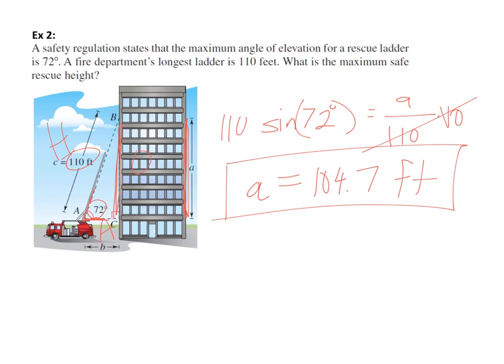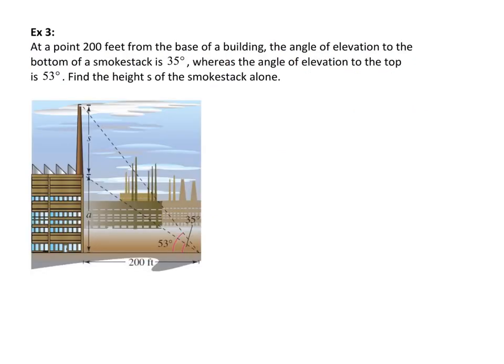Going on to example 3. At a point 200 feet from the base of the building, the angle of elevation to the bottom of the smokestack is 35 degrees. That's 35 degrees here. The angle of elevation to the top is 53 degrees. This is 53. Now find the height S of the smokestack. We need to figure out this height here.